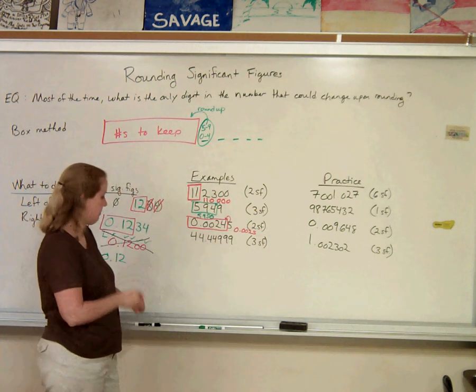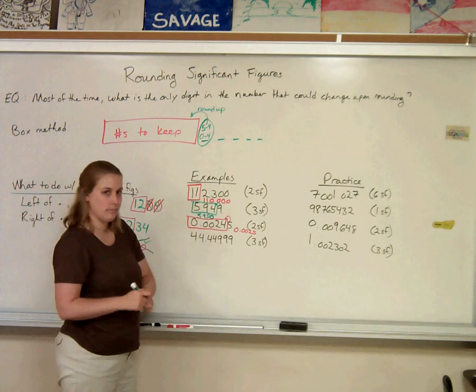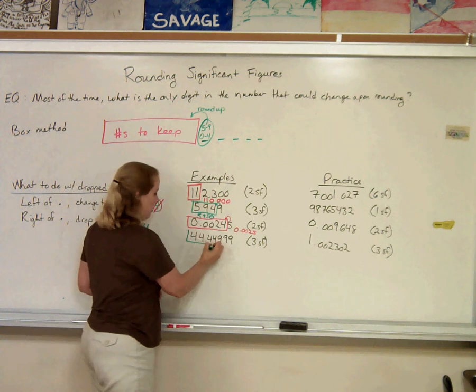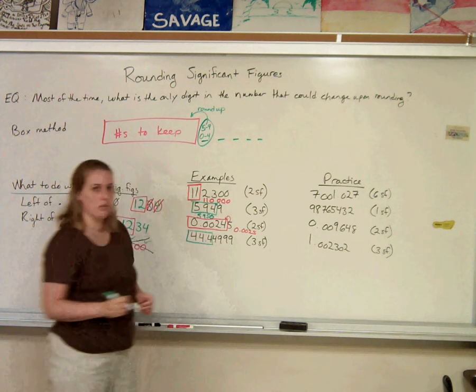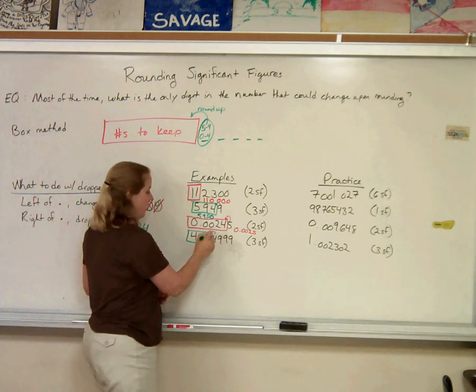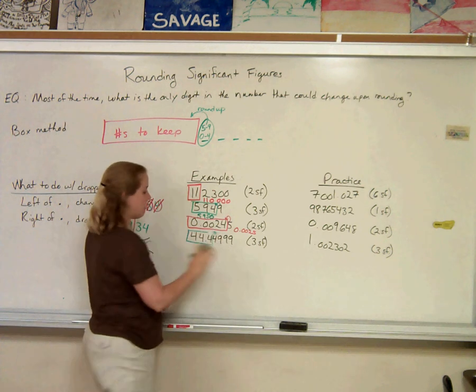Last one. 44.44999. 3 significant figures. Again, starting on the left, all those 4s are significant, so we're going to include those. This is a 4, not going to round up another 4. It's somewhere between 0 and 4.